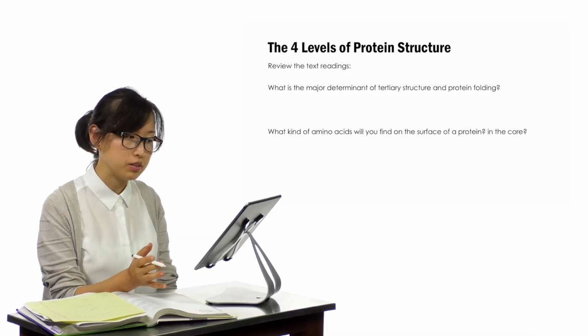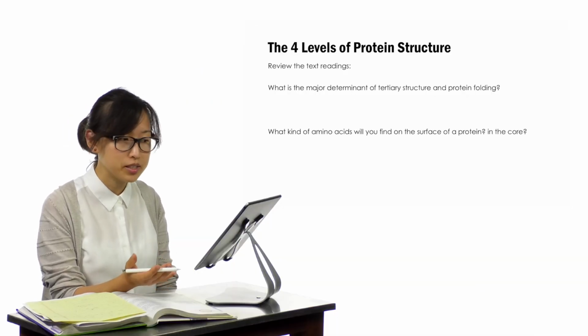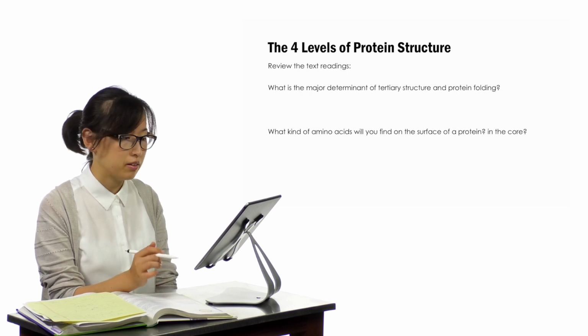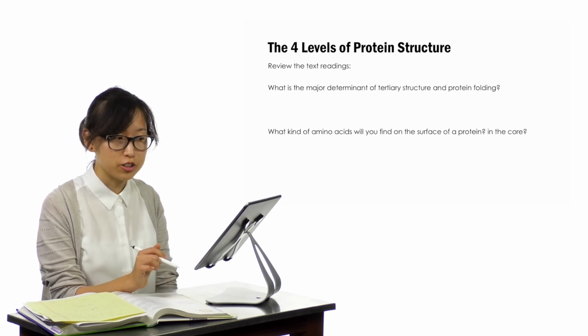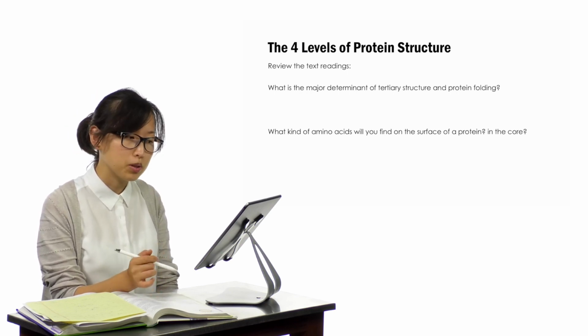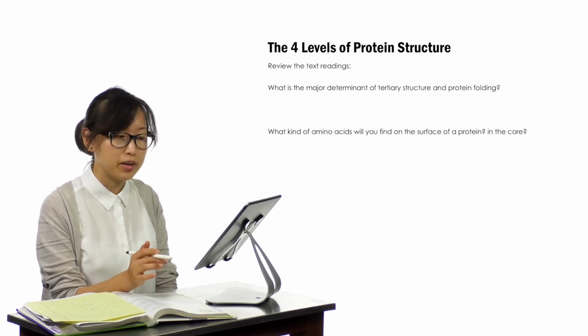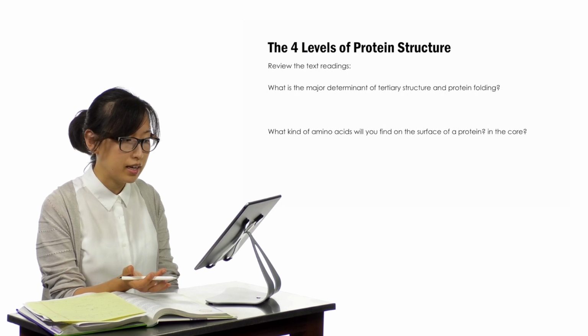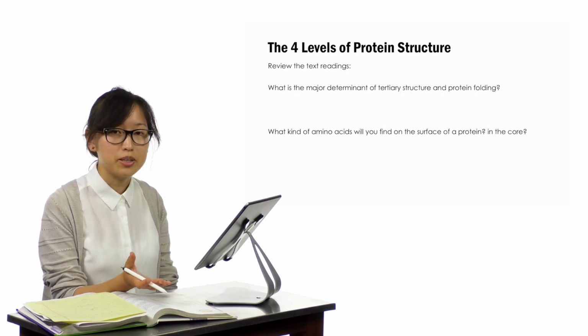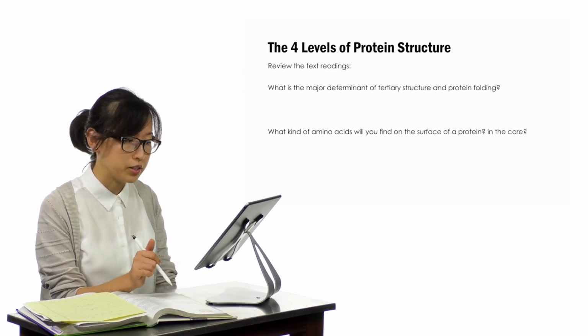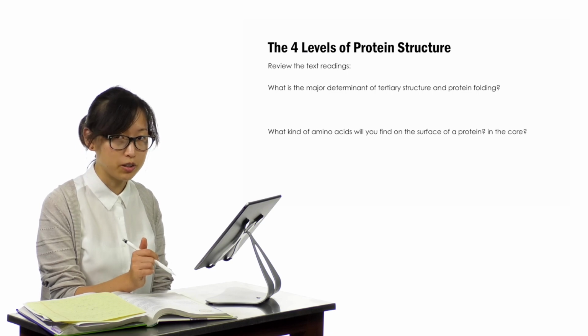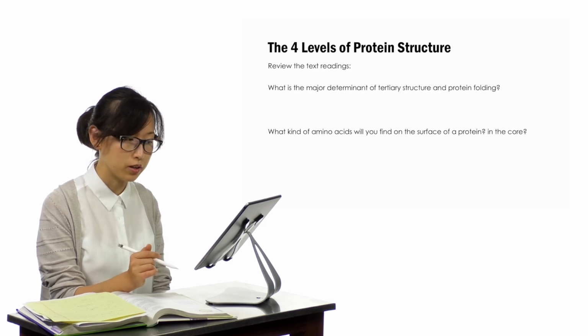What is the major determinant of tertiary structure and protein folding? Well, because proteins are synthesized in an aqueous environment in the cell, the major determinant of tertiary structure is how hydrophobic the protein is. Hydrophobic regions of the protein cannot make hydrogen bonds with water, which is polar, and so it will arrange itself in a way to avoid interaction with water. We call that the hydrophobic core.